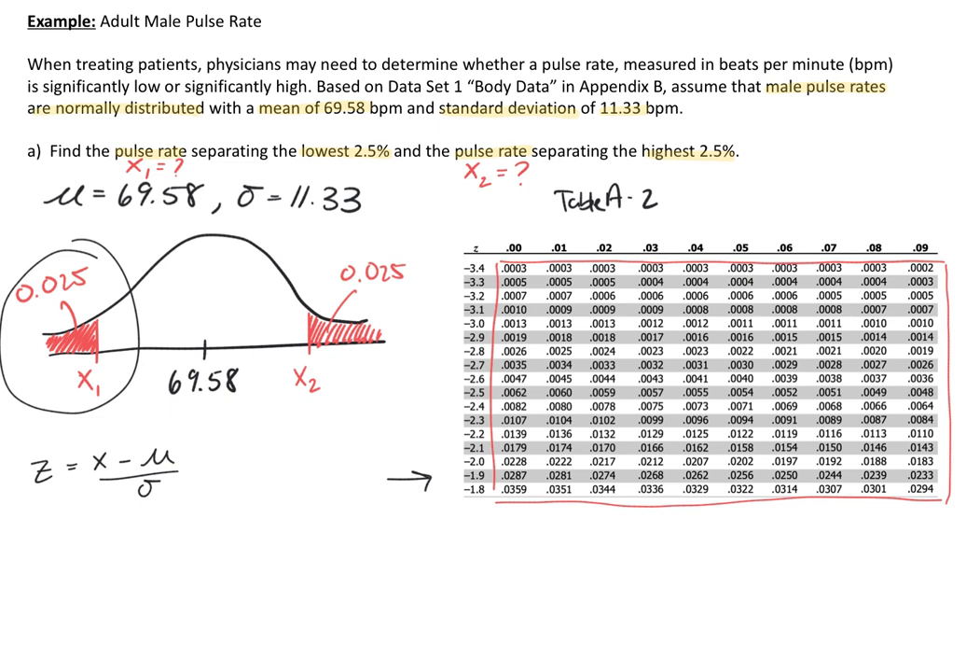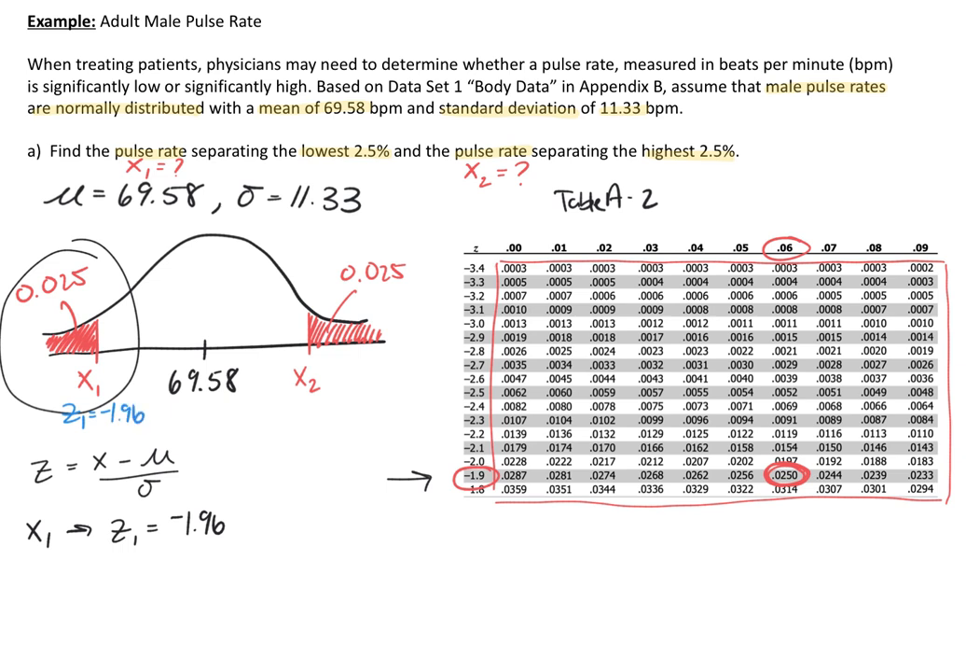So here I'm searching for 0.025, and you can find it right here. I just circled it towards the bottom. That corresponds to a z-score of negative 1.96. So that means the z-score for x sub 1 is negative 1.96. I'll just mark that in blue here at the top of the distribution. So z sub 1 is negative 1.96.